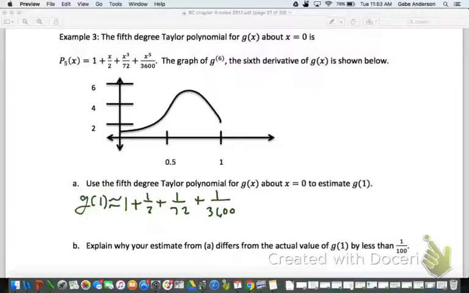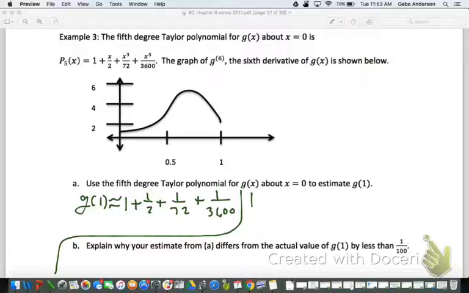Okay, so explain why your estimate differs from the actual value by less than 1/100th. So this one will be the most gray area we've done. And I'm going to actually use a little bit of the area up here on A just so I can fit this on the screen well enough. Okay, so we've got to use Lagrange form of the remainder. And so here's how this is going to go. I'm going to say something like this.